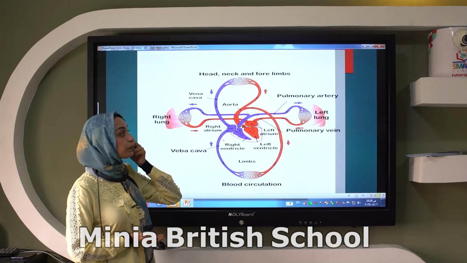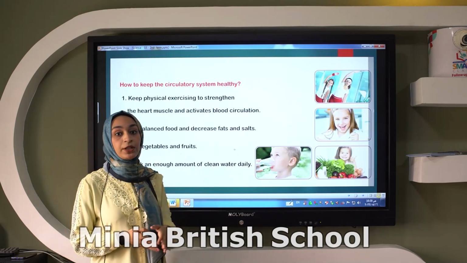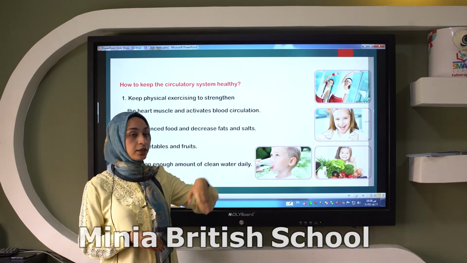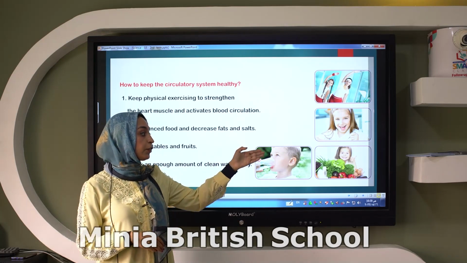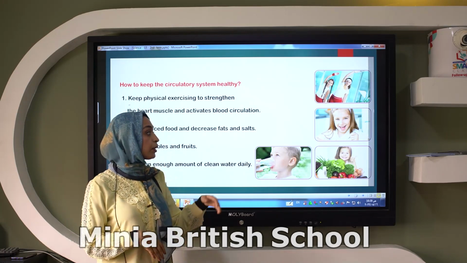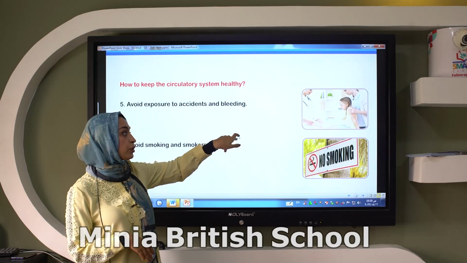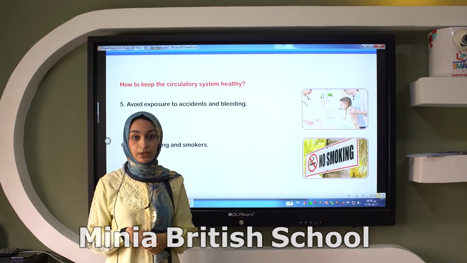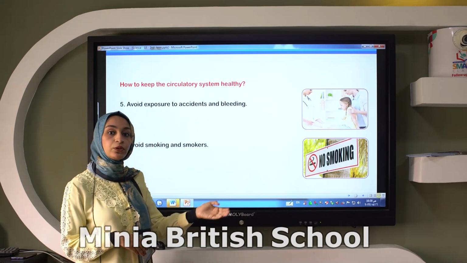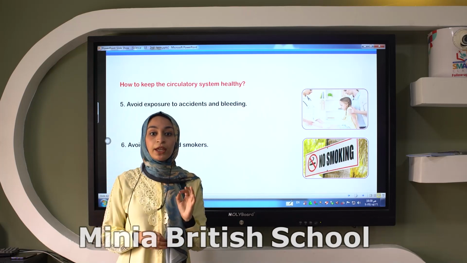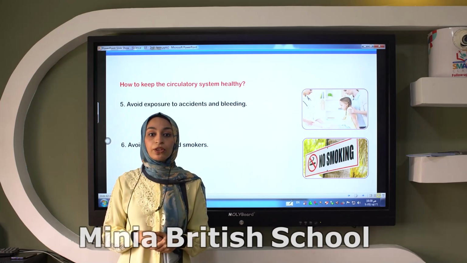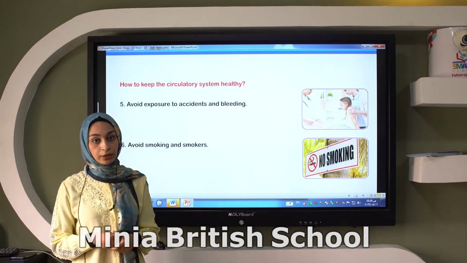What about the last part of the lesson, the maintenance of the circulatory system? How can you keep it healthy? Number one, do exercise every day, eat healthy and balanced food, eat fresh fruits and vegetables, drink a suitable amount of water, and avoid exposure to accidents, to avoid bleeding. Finally, avoid smoking and smokers, because as we know, smoking can harm your heart and weaken the blood circulation. This is the circulatory system in lesson 1, unit 2.